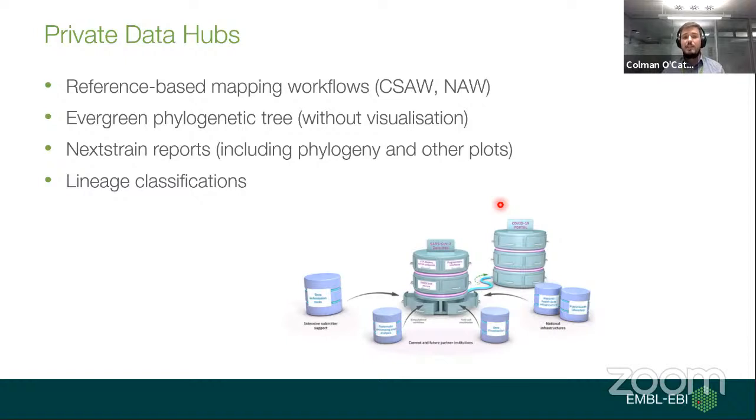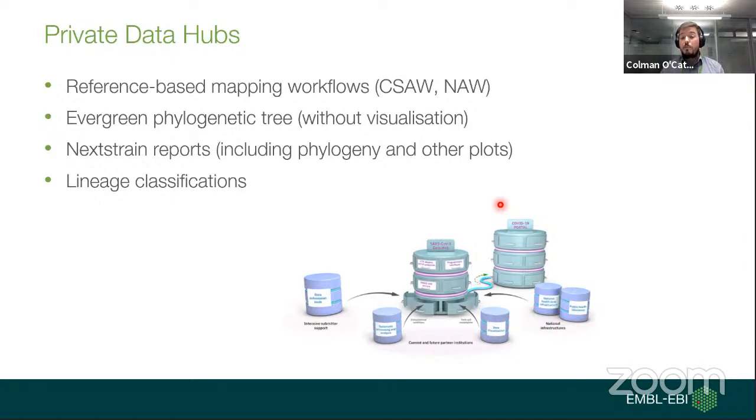We will generate the outputs. So either using our analysis workflow for COVID data, we have a phylogenetic tree output, so you can get a Newick file of your sequences. We are hoping to implement Nextstrain reports privately within data hubs as well, so you get your own private Nextstrain instance if you upload your raw data, and also hoping to offer lineage classification for data as well.